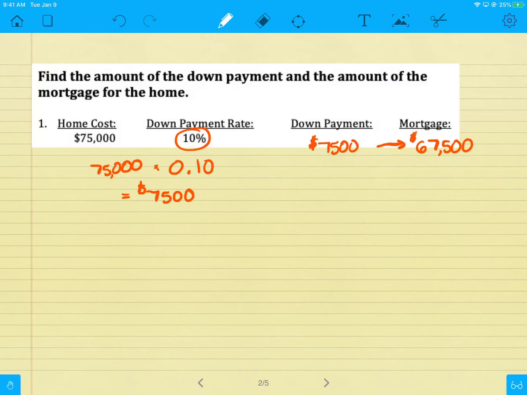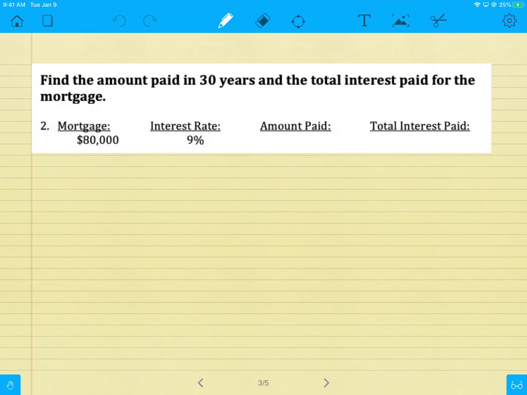All right, let's jump to problem number 2. Now they're giving me a number of years I'm going to take out my loan, and what my mortgage is. I don't have to calculate any down payment on this one, so they've already taken out the down payment here. It looks like the mortgage that I have left to pay is $80,000 on this particular home. I have an interest rate of 9%. That's not very good. That's actually terrible. That's the extra charge they're going to put on me.